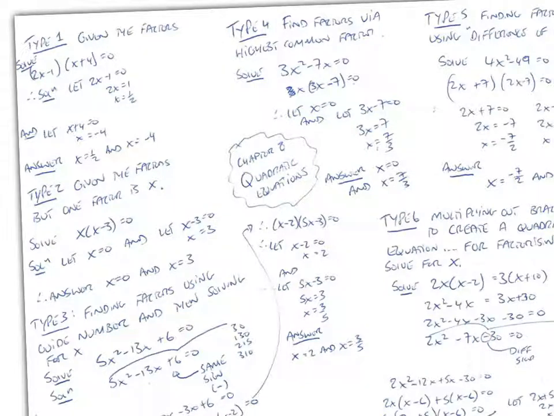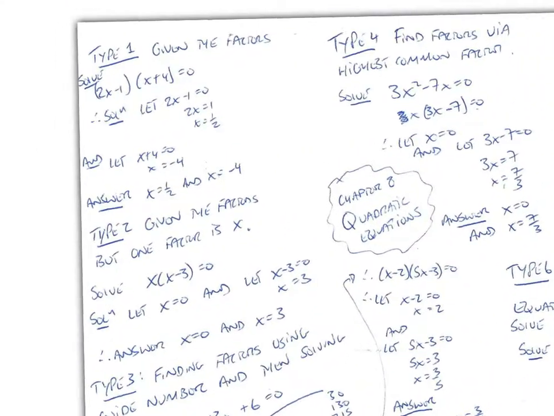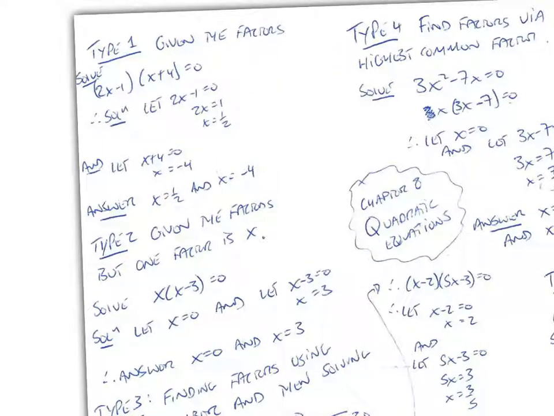How to solve quadratic equations. So the first type we need to solve is when we're given the factors, and here we have solve (2x minus 1)(x plus 4). So you're given the factors here, so all you have to do is let each factor equal 0.